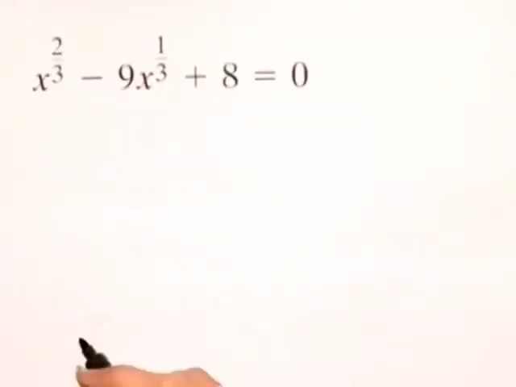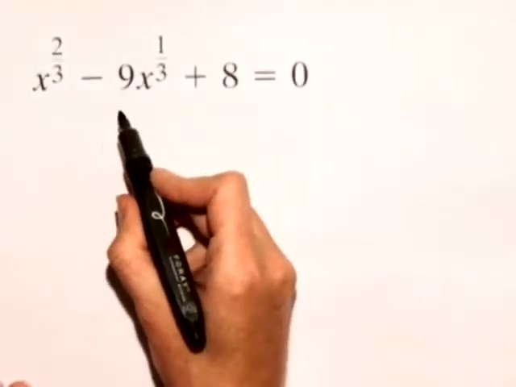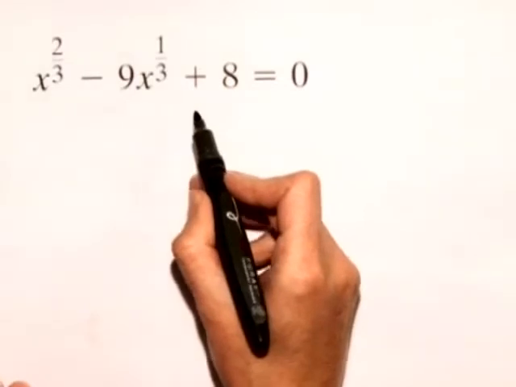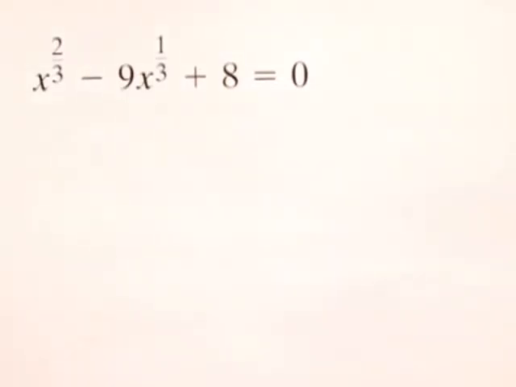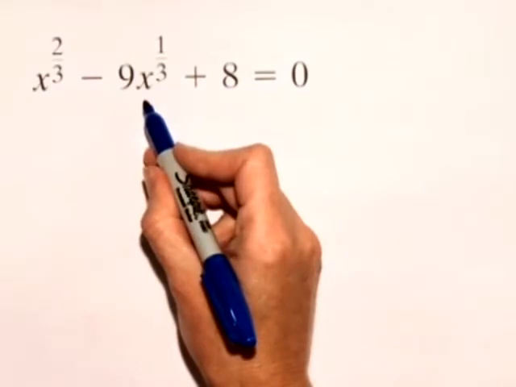For our next problem, we have an equation that's quadratic in form. So let's solve x to the 2/3 minus 9x to the 1/3 plus 8 is equal to 0. Now I know it doesn't quite look like a quadratic equation, but if we do a little substitution, it will look like a quadratic equation.